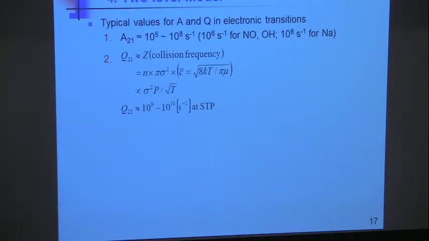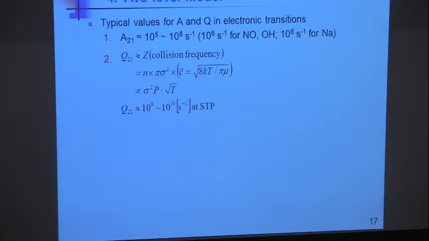For the 2-level model, let's look at some typical values to get a feel for this. The typical value of A for OH is about 10 to the 5th. The typical value for an atom is about 10 to the 8th. It happens to be about 10 to the 6th for NO. I said 10 to the 6 here, but it's really more like 10 to the 5. And 10 to the 8 for atoms.